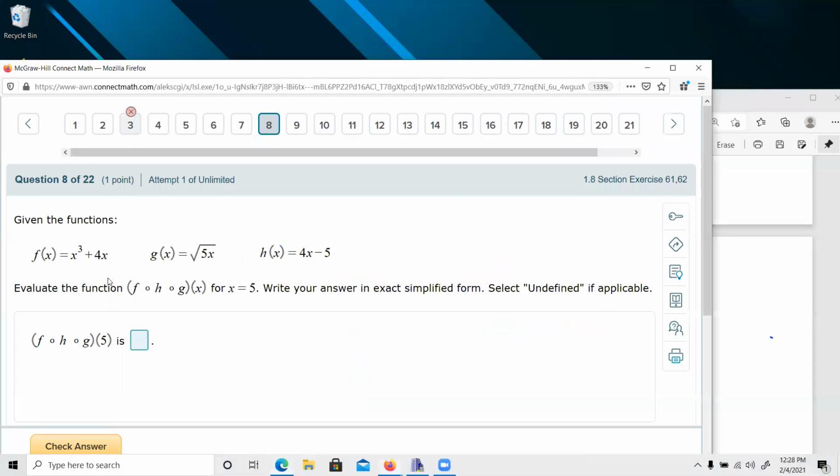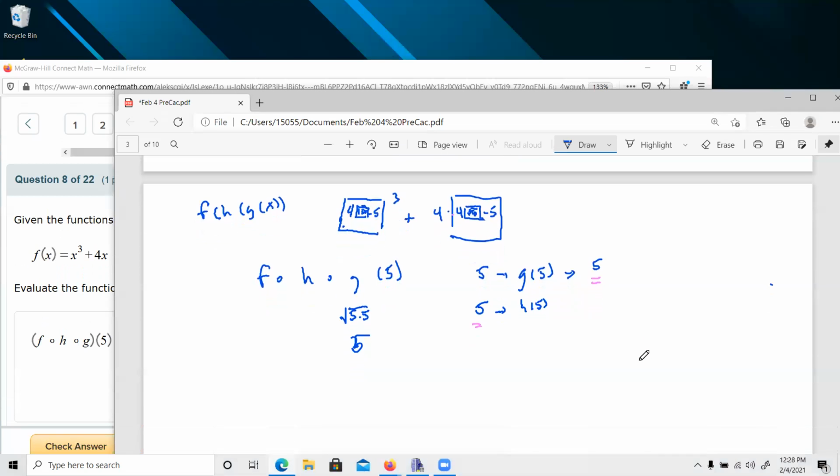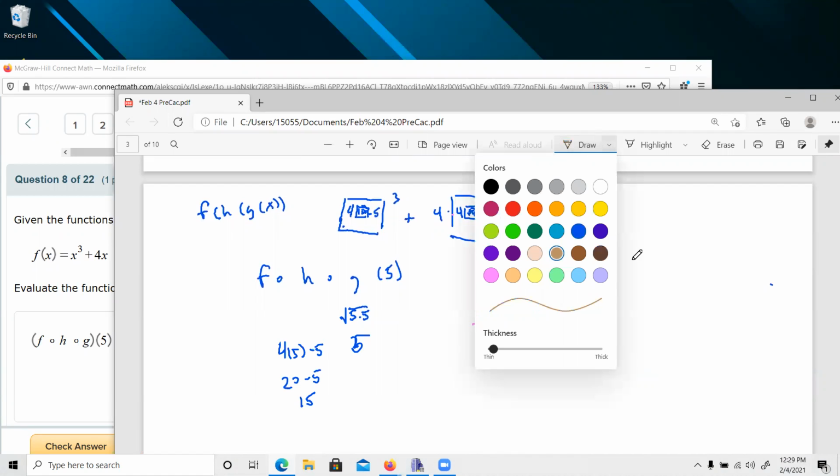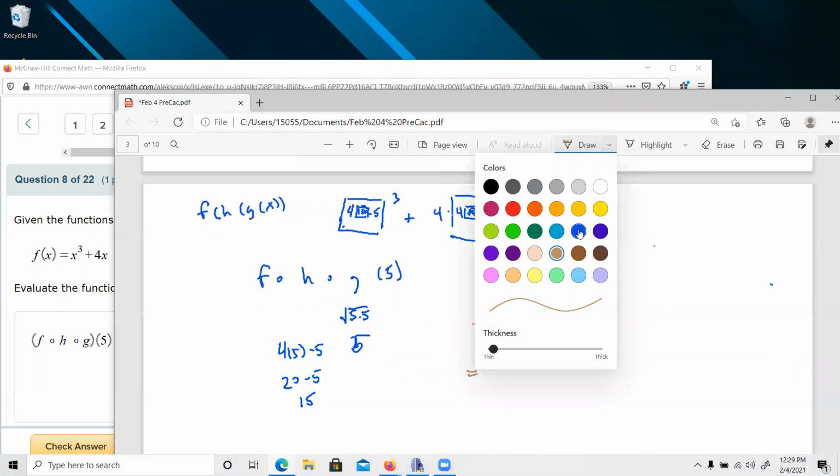So what's h say? h says 4x minus 5. You give me another 5, so help me. So h says 4 times a number minus 5. Well, that's 20 minus 5. That's 15. So out pops 15. And now we're going to take this 15 and push it in over here. Here's our 15.